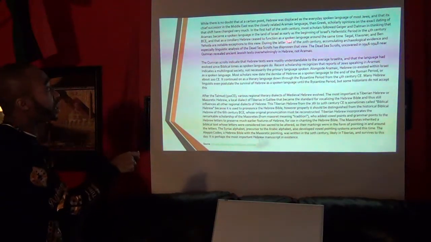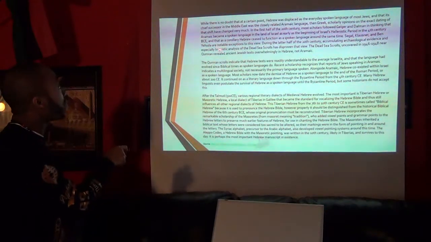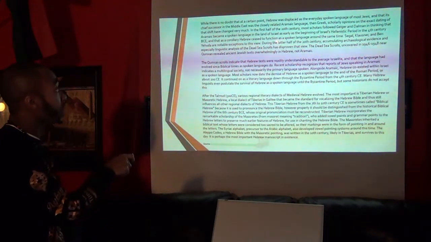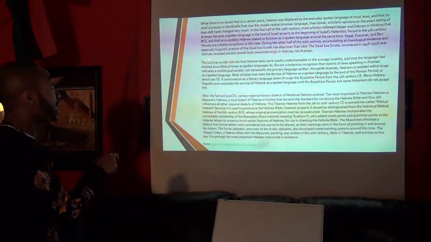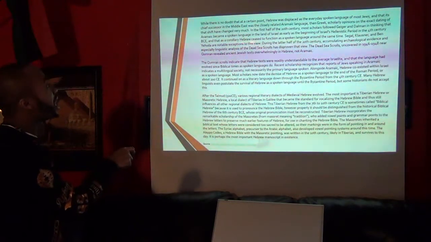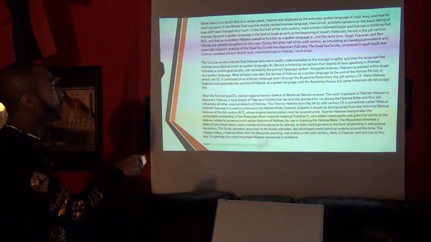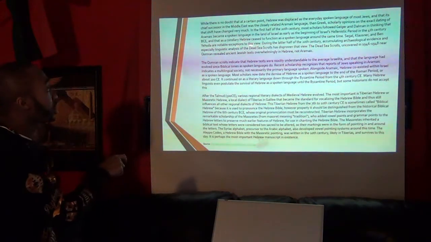In the first half of the 20th century, most scholars followed Geiger and Dalman in thinking that Aramaic became a spoken language in the land of Israel as early as the beginning of Israel's Hellenistic period in the 4th century BCE, and that, as a corollary, Hebrew ceased to function as a spoken language around the same time. Segal, Klausner, and Ben Yehuda are notable exceptions to this view.